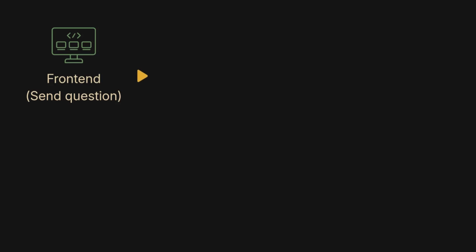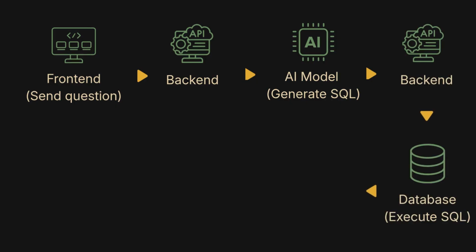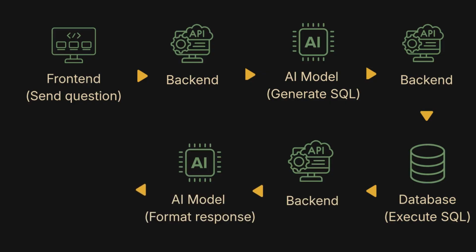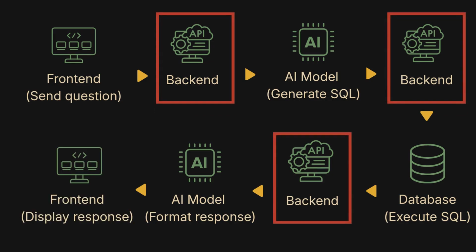So first, the user sends some questions to the front end. The question is sent to my backend. The backend sends that question to an OpenAI model and asks it to generate a SQL query. The SQL query comes back to the backend. The backend then executes that SQL query against the database. The database returns the result. The backend sends that result to the AI model again, so it can turn the raw database result into a response that is easier for the user to understand. And finally, that response is sent back to the front end. So the backend is essentially acting as the middleman, connecting all of these different steps.